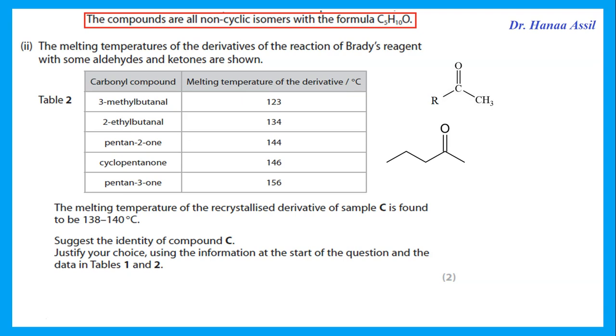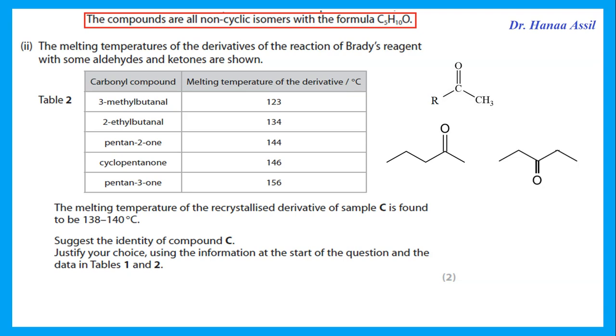So it's a ketone. He tells me that's a ketone. So it cannot be butanal, 3-methylbutanal or 2-ethylbutanal. So the first two choices I cannot choose. It could be pentane 2-one because this is something that has 5 carbons and it has a C double bond O CH3 which we're looking for. Now, can it be pentane 3-one? This is pentane 3-one.